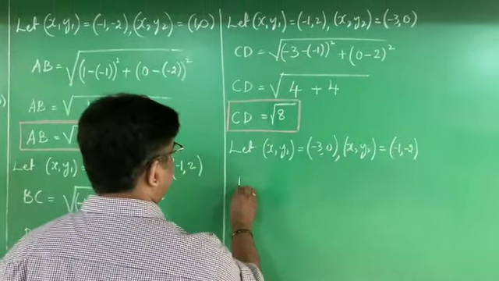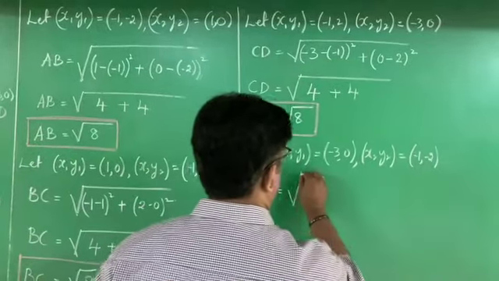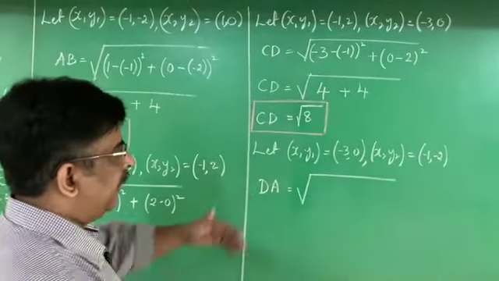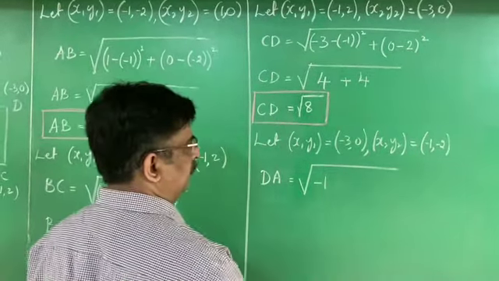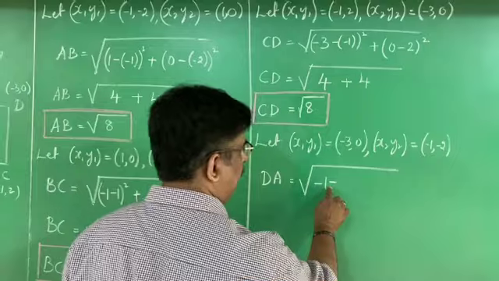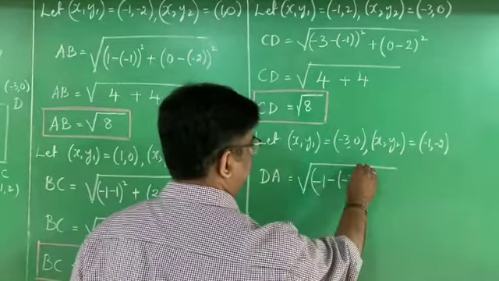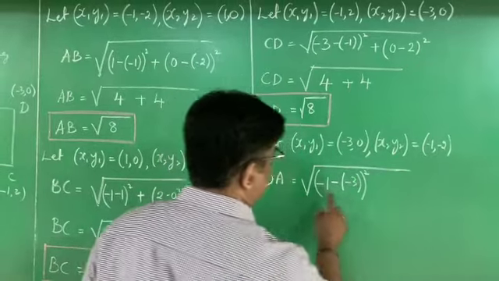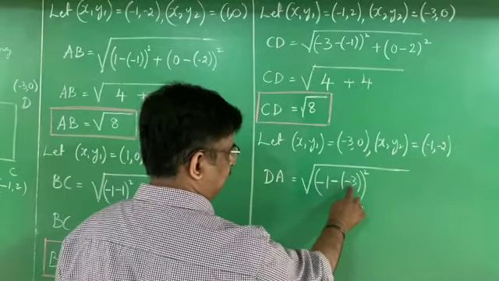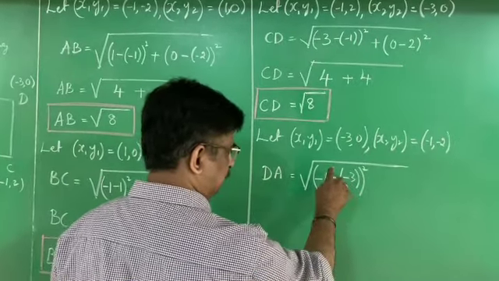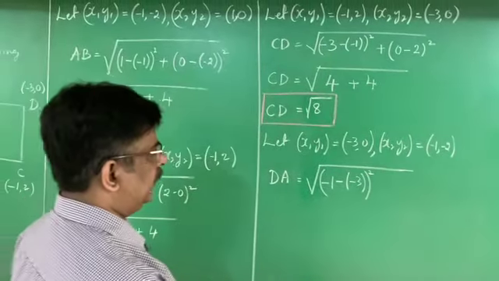Then DA is equal to, instead of d, I write the length of the line. x2 minus x1, what is x2? Minus 1, minus of, by the formula, x1 which is minus 3, whole square. Try to understand this skill. Minus 1, minus into minus becomes plus, so minus 1 plus 3 is plus 2. Plus 2 whole square is 4.